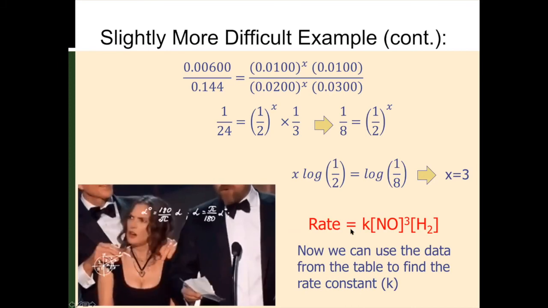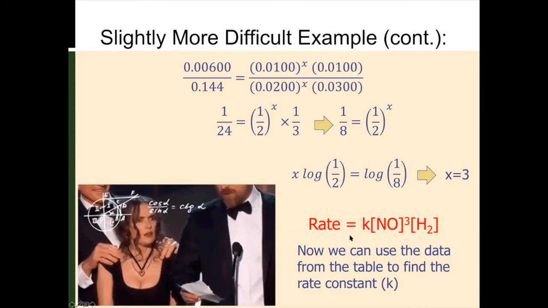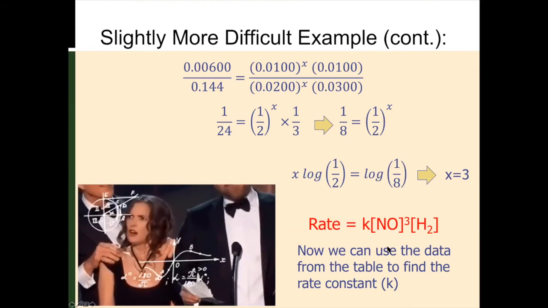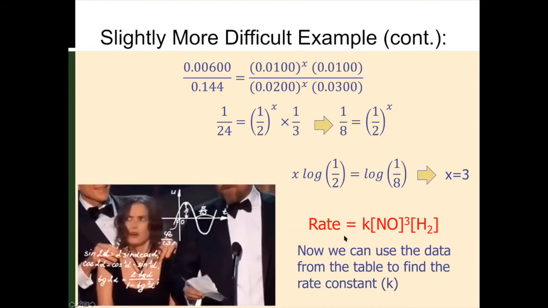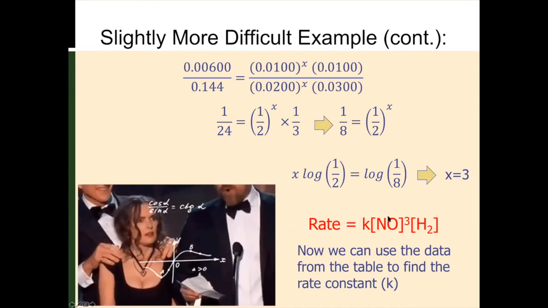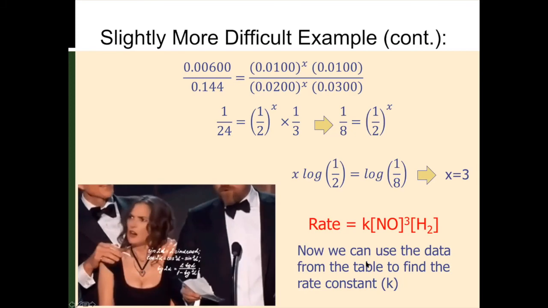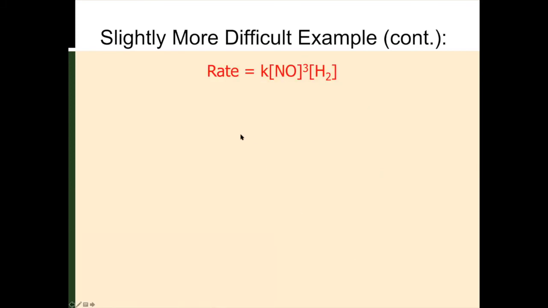So what we're going to do is all of those experiments, experiment 1, experiment 2, experiment 3, they all have to obey this rate law. So I can just use the numbers for any experiment and plug them into this rate law and then just rearrange and solve for the rate constant K. So that's what we're going to do. Okay, so I need the data.